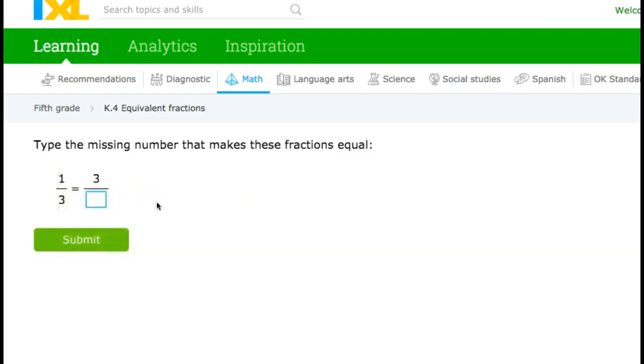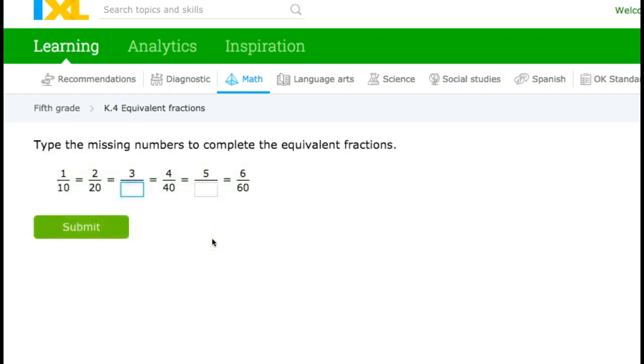Type in the missing number that makes these fractions equal. 1 times what is going to get me 3? Well, 3. 1 times 3. What I do to the top, I have to do to the bottom. So 3 times 3 equals 9. So 1/3 is equivalent to 3/9. Now let's go and looky here.